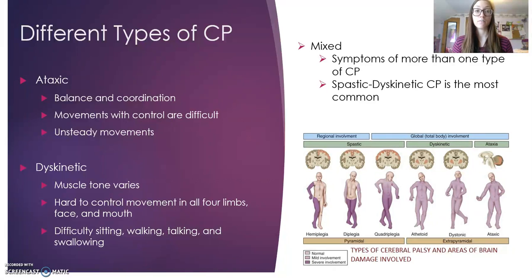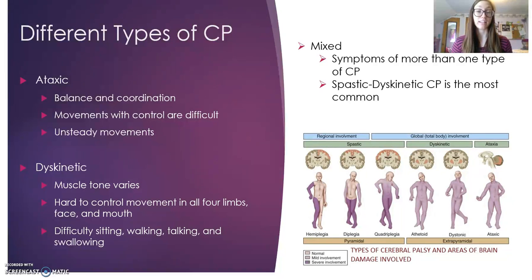Ataxic is another form of CP, and it affects an individual's balance and coordination. So walking can be difficult. Also, fine motor activities such as writing may be difficult for individuals with ataxic CP.